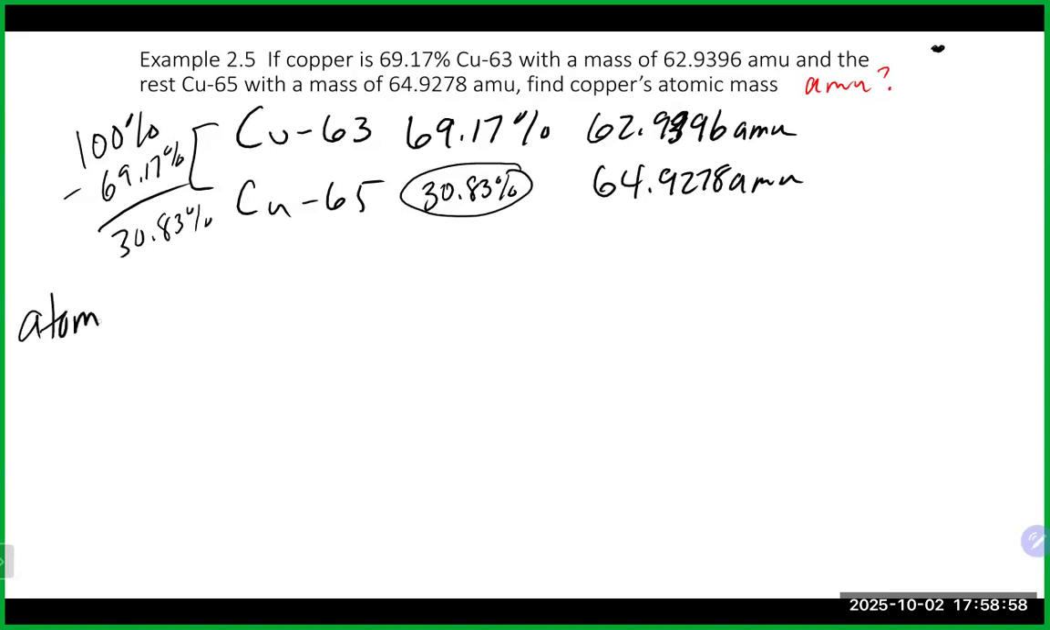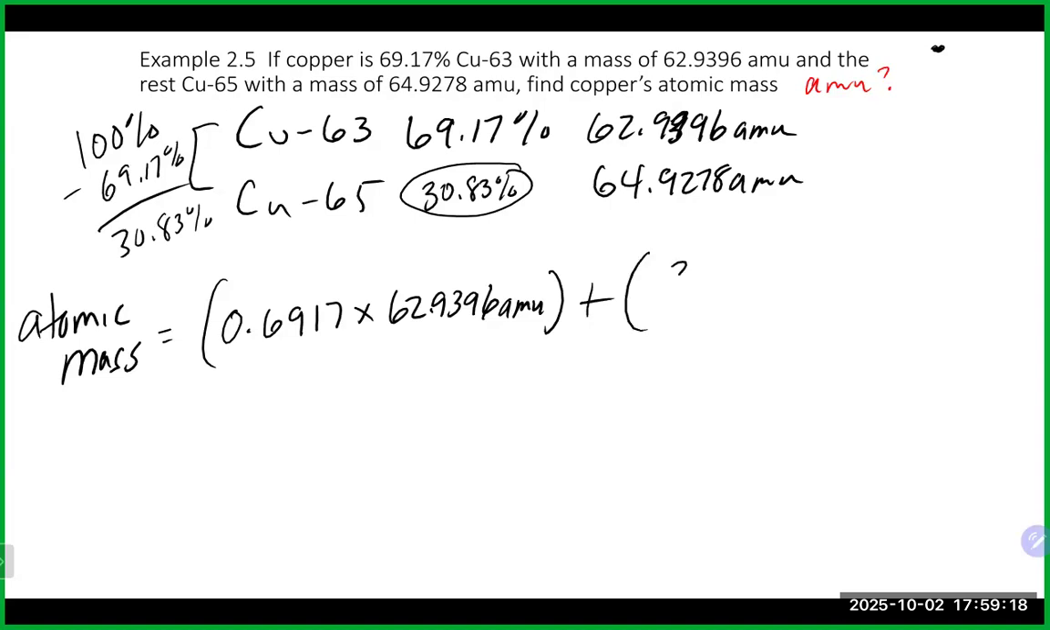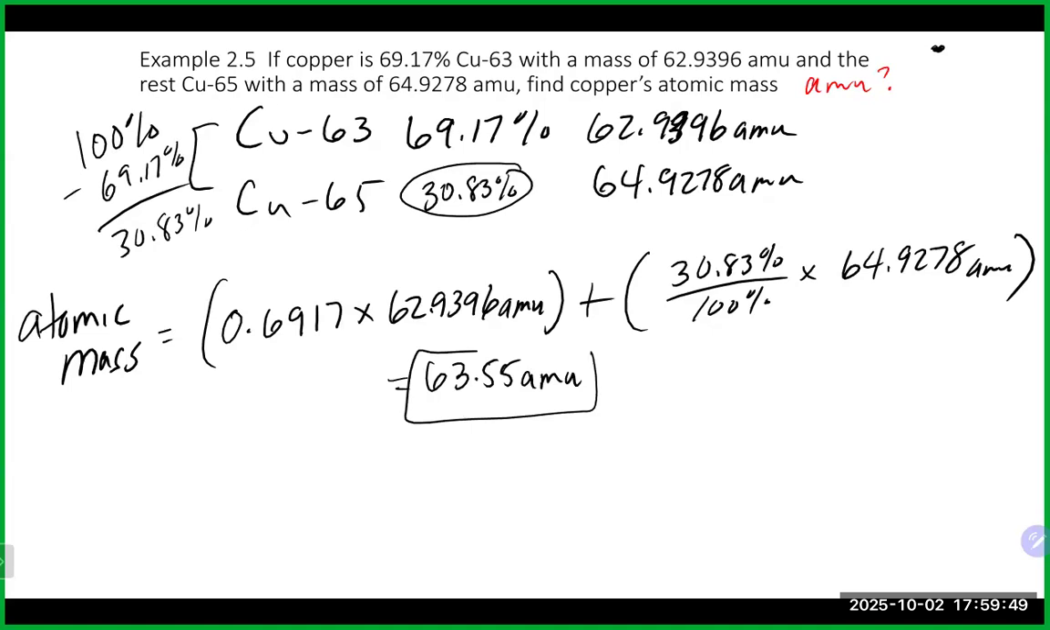So our atomic mass is going to equal, again, however you want to change the percentage into a decimal, you can move the decimal 2 places to the left, times our atomic mass there. We are going to add it. You could also, if you choose, divide by 100 and it'll just move it for you, whatever you like to do. Plus 64.9278 AMU. And if we do all that, it looks like we get something like 63.55 AMU in this case. Should be pretty close to what we see on the periodic table for copper.